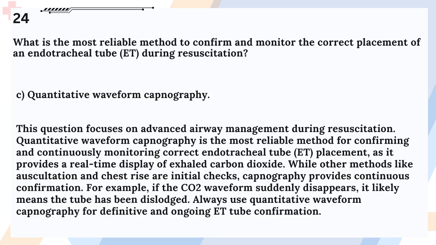While other methods like auscultation and chest rise are initial checks, capnography provides continuous confirmation. For example, if the CO2 waveform suddenly disappears, it likely means the tube has been dislodged. Always use quantitative waveform capnography for definitive and ongoing ET tube confirmation.